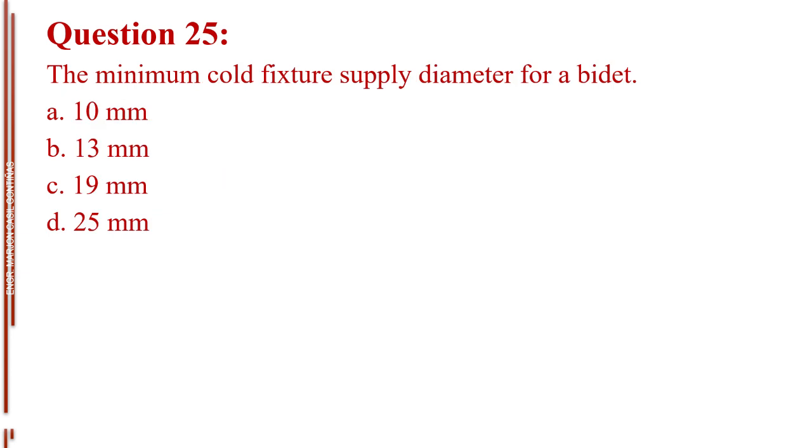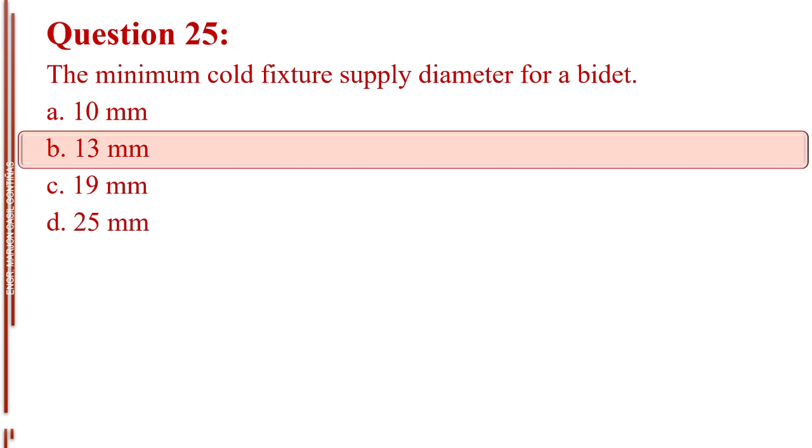Question number 25. The minimum cold fixture supply diameter for a bidet. Letter A, 10 millimeters. Letter B, 13 millimeters. Letter C, 19 millimeters. Letter D, 25 millimeters. The answer is letter B, 13 millimeters.